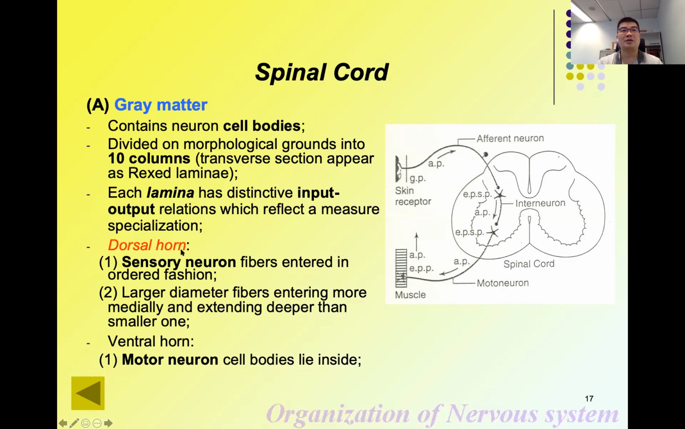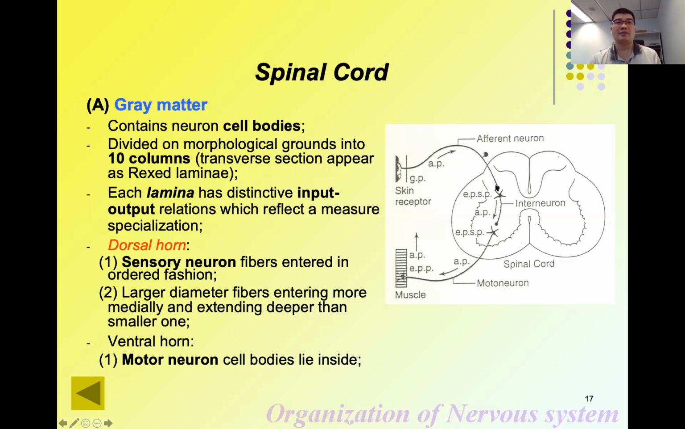So in the dorsal horn, sensory neuron fibers enter. So why is it called dorsal horn? Because it's at the back of the vertebrae. Those are the sensory neurons, the afferents, coming in. The cell body is at the dorsal root ganglia. That's why it's called dorsal root ganglia: it's at the dorsal root, and a whole bunch of cell bodies are situated there, which is called a ganglion.